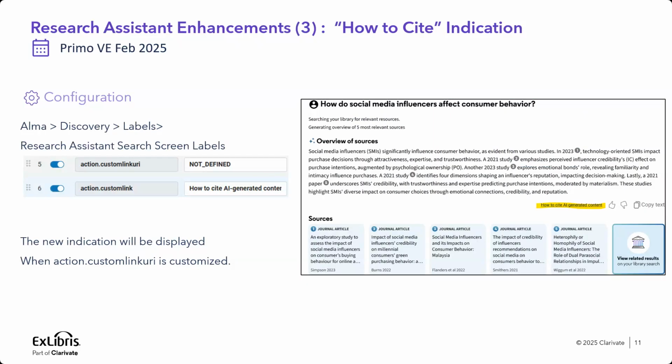It is not displayed by default. You will need to go to this configuration under the labels code table, the research assistant search screen labels, and to define the URL and the label. So here we define how to cite generated content, AI generated content. You can put over here any text and any URL that you want, so it can be totally generic, dynamic, according to your needs. If you would like to emphasize any other aspect for your end users, you can do it using this functionality, not only for citation guidelines.